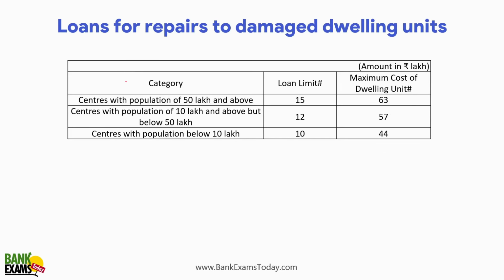So loans for repair to damaged dwelling units. So centers with population of 50 lakhs and above, loan limit is 15 lakhs and maximum cost of dwelling unit is 63 lakhs. For centers with population between 10 to 50 lakhs, loan limit is 12 lakhs. Where maximum cost of dwelling unit is 57 lakhs, जो घर की कीमत है वो 57 lakhs है. So centers with population up to 10 lakhs, loan limit is 10 lakh rupees and maximum cost of dwelling unit is 44 lakhs. अगर 44 लाख रुपीस तक का घर है तो उस पे आप 10 लाख का रिपेयर का लोन ले सकते हो. It would be under priority sector.